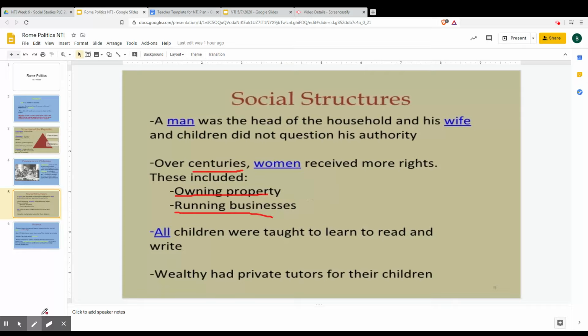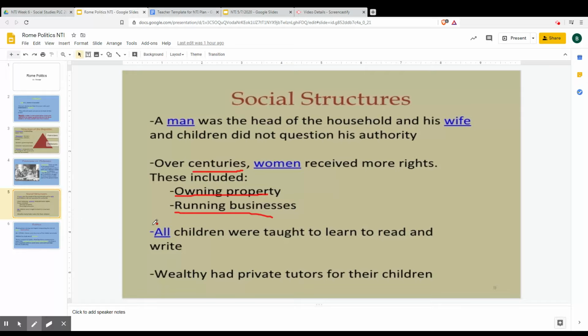So just like in the United States, women have the rights now to vote and to own land and own businesses. They gained this right in Rome too, but it took fighting, and we, in the United States, didn't learn from this. We repeated the same pattern that the Romans made.